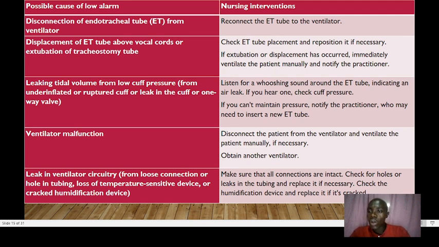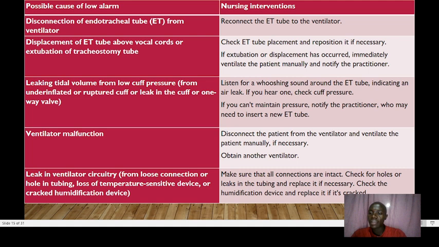Another cause for the low alarm could be leaking tidal volume from the cuff, that is from the uninflated or ruptured cuff, or a leak in the cuff or one of the one-way valves. So your role is to listen for a whooshing sound around the ET tube indicating an air leak. If you hear one, you have to check the cuff pressure. If you can't maintain pressure, you notify the physician who may need to insert a new endotracheal tube.